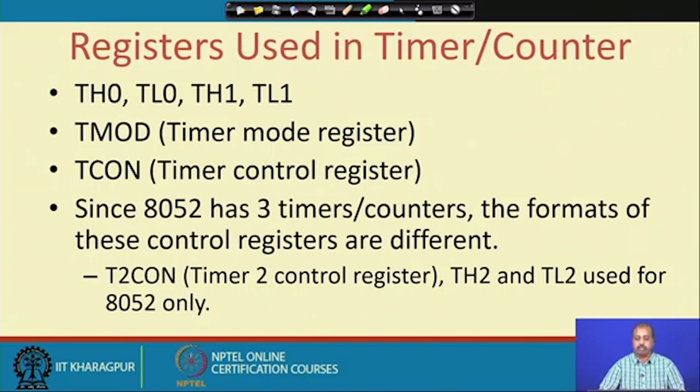So, TH2, TL2. So, T2CON, TH2 and TL2. So, they are for 8052, but normally we will be talking about 8051. So, we will restrict ourselves to 2 timers, timer 1 and timer 0, and accordingly we will see the setting of this TMOD register, TCON register and all that.